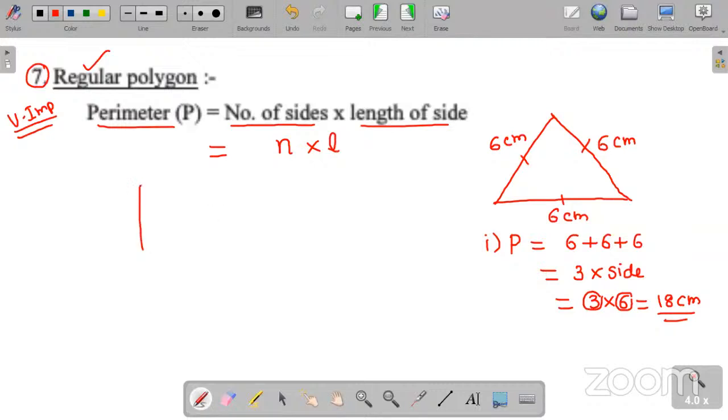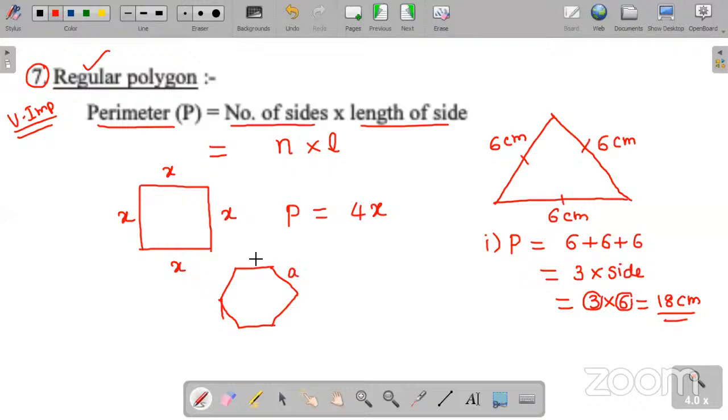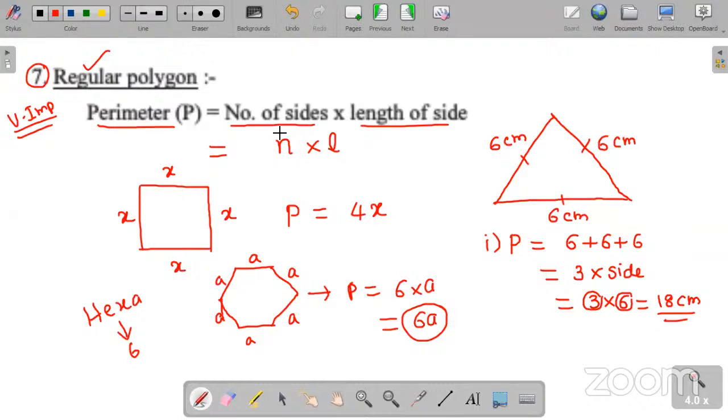Suppose you take a square, for example, with sides x, x, x, x. This is also a regular polygon of 4 sides. So the perimeter is 4 times x, 4x. For example, you take a hexagon. Each side is A. Hexa means 6 sides. So 6 sides into the length of the side A means 6A. Simply remember this formula: perimeter is equal to the number of sides into the length of the side if it is a regular polygon.